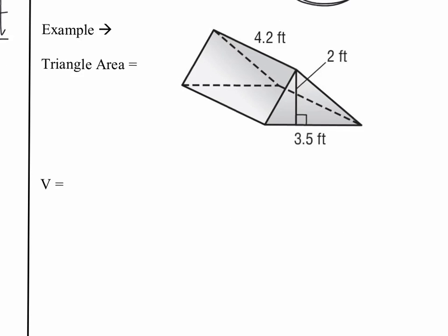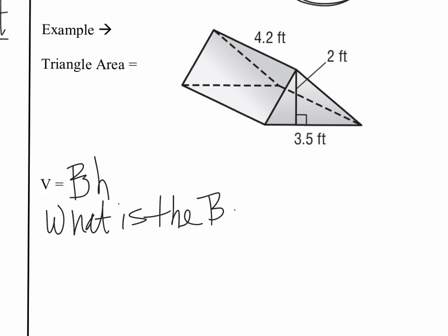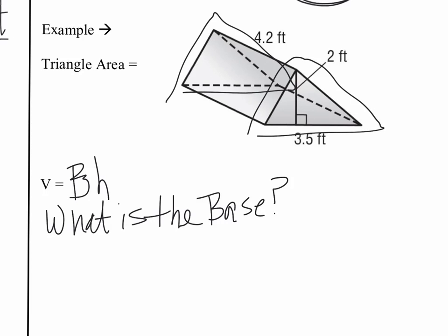When we're trying to find the volume of a triangular prism using the formula big BH, you have to ask yourself, what is the base? A lot of people think it's what the triangular prism is sitting on, but it's actually the shape that runs through it.